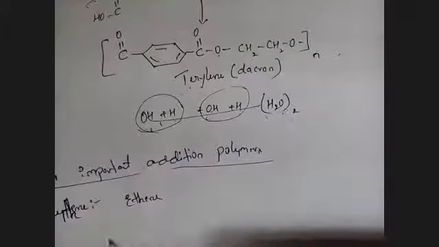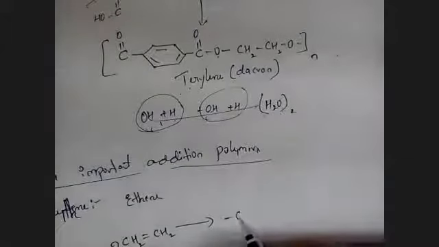So I'll write the structure now. N ethene. Ethene means CH2 double bond CH2, and it gives polyethene, and we are getting it like this. So this is called ethene, and this is polyethene. Okay. So we have 2 types of polyethene, that is low density polyethene and high density polyethene.